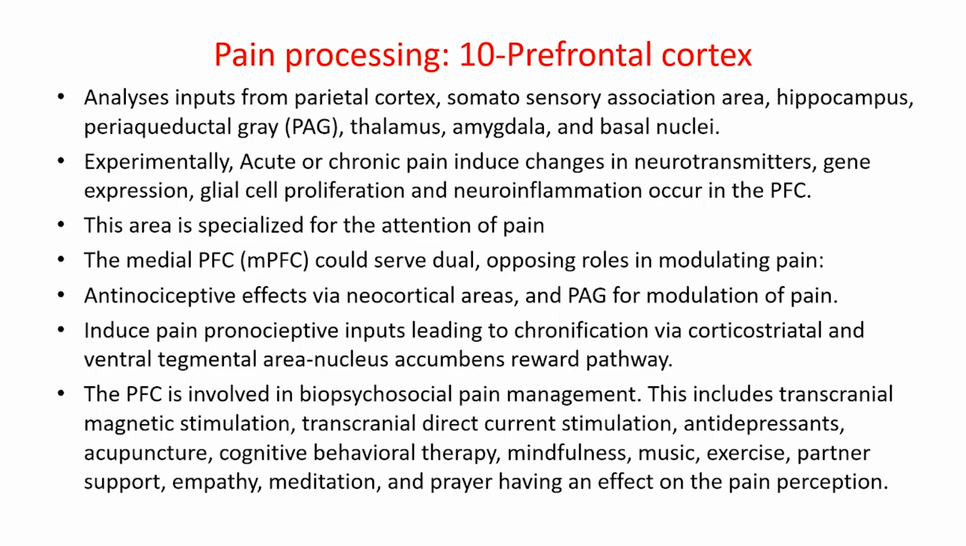Experimentally, it is seen that acute or chronic pain induce changes in the neurotransmitters in the prefrontal area. Also, there is a gene expression for the neurotransmitters. There is a glial cell proliferation, and even the neuroinflammatory process is observed in the prefrontal area in animals having acute or chronic pain.